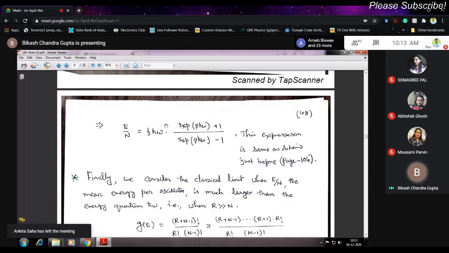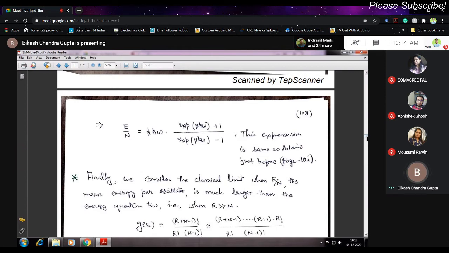and then the entire thing would be half of h cut omega by 2 times coth beta h cut omega by 2. So this is the expression for the average energy per oscillator you obtain using the density of states for quantum harmonic oscillators. Now we already obtained the average energy per oscillator using the partition function. Let us see whether this does match with the earlier result or not.